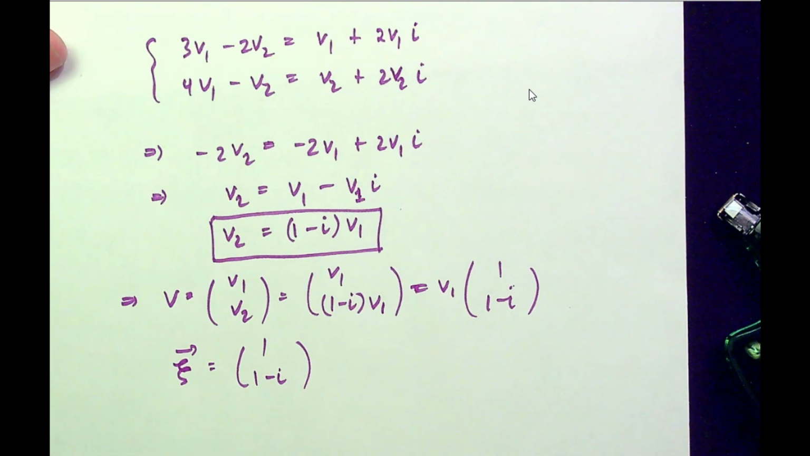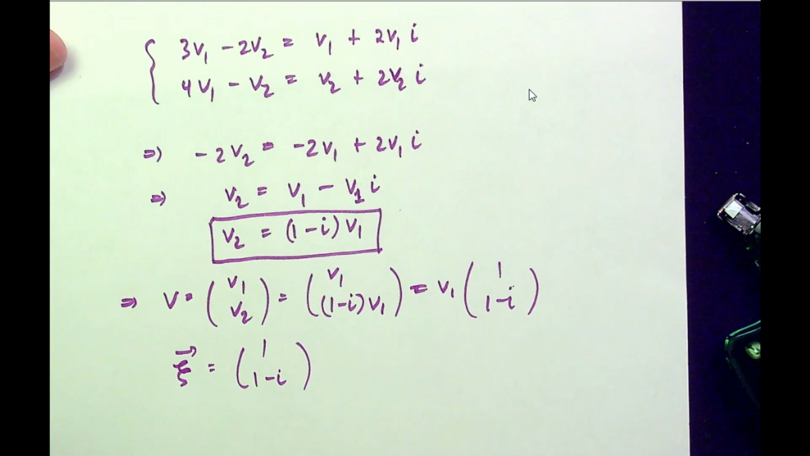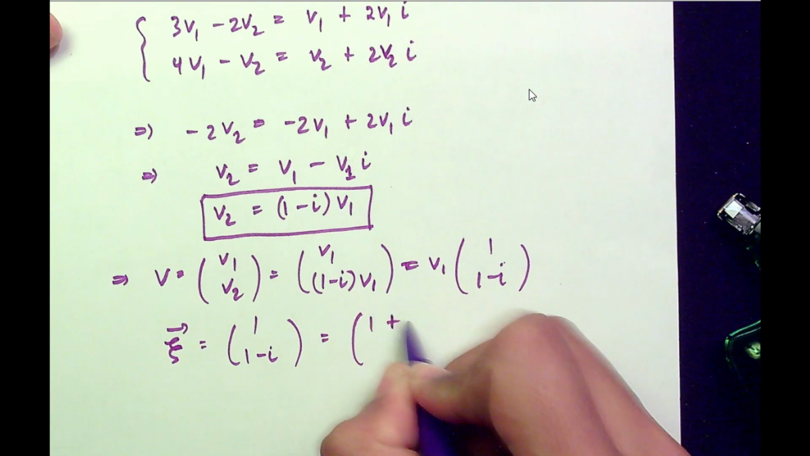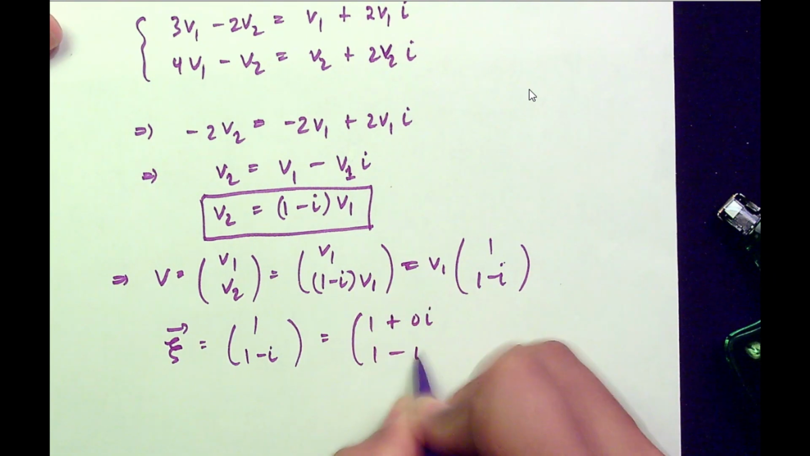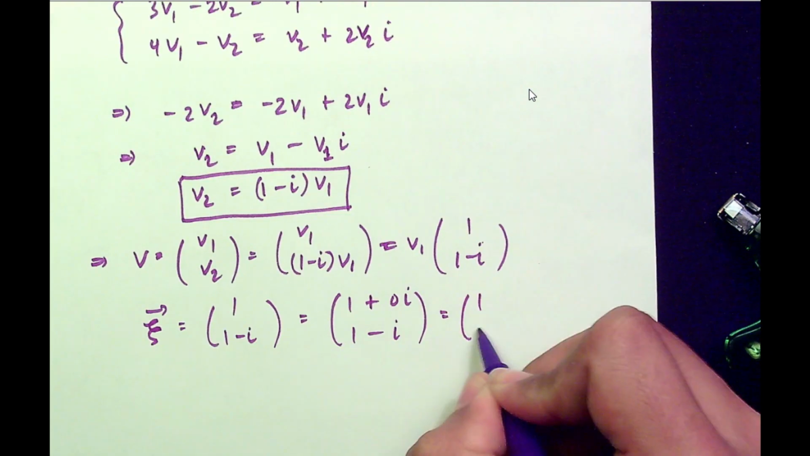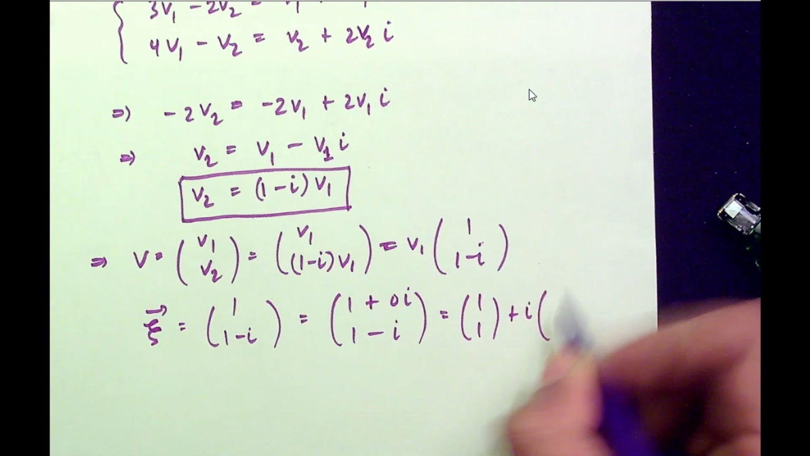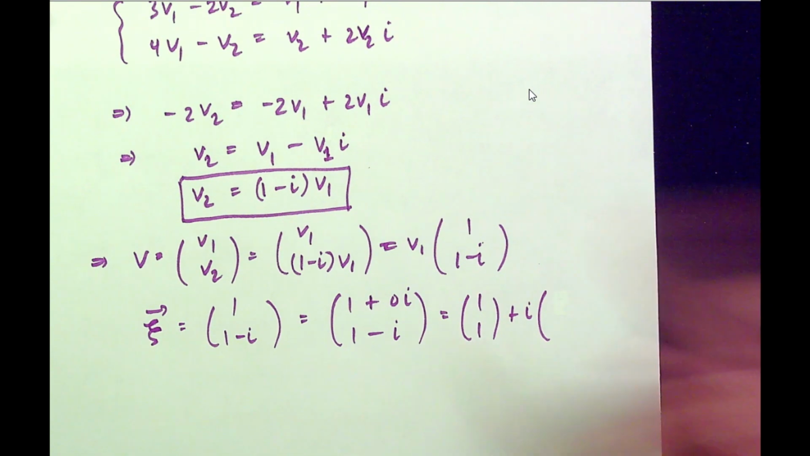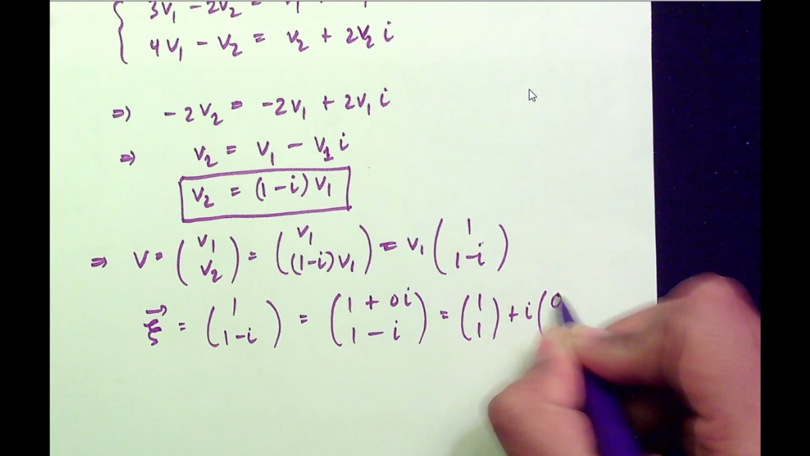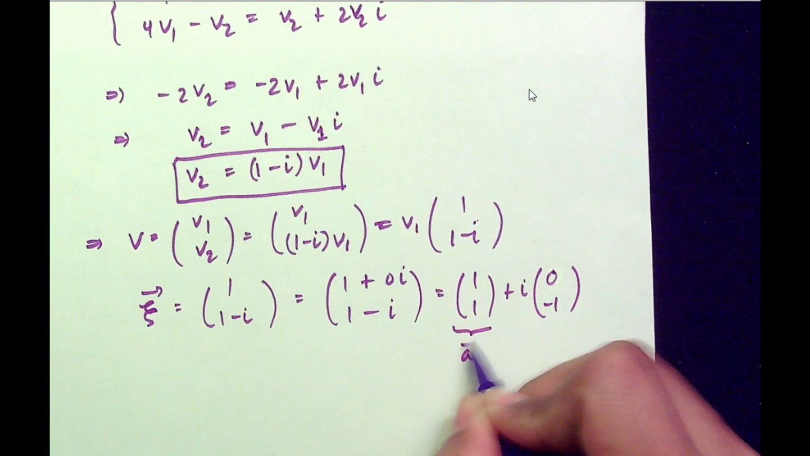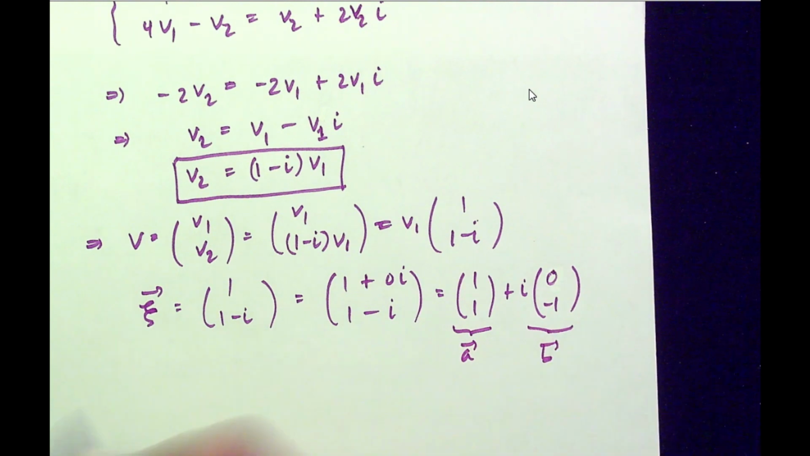Okay, the final step before we're able to use the formula to write down the general solution is to split this up into the real and imaginary parts. And this is 1 plus 0i, 1 minus i, and that splits up into 1, 1 plus i 0, negative 1. And that means in the formula, this is the a, and this is the b, and we're ready.